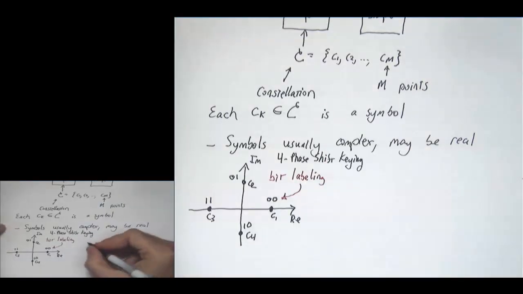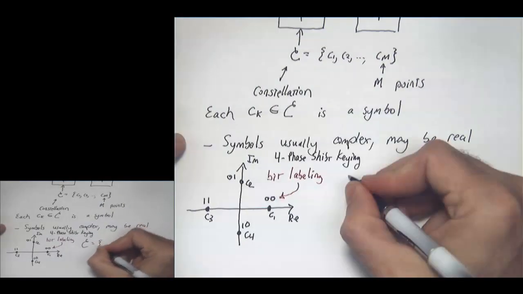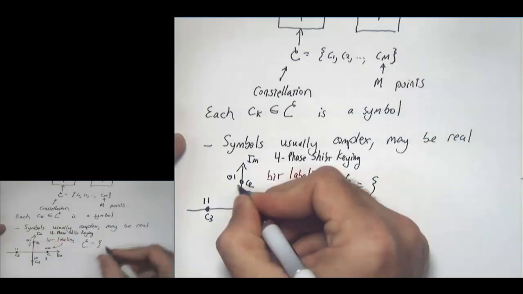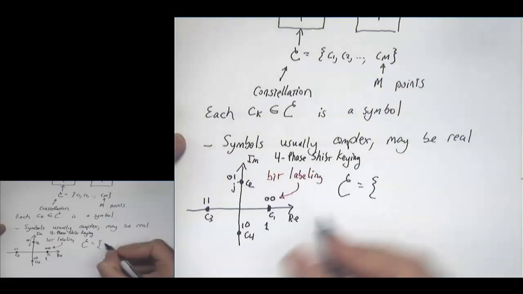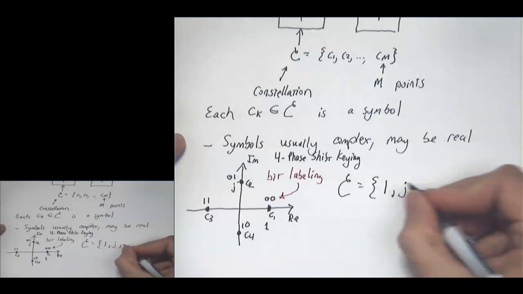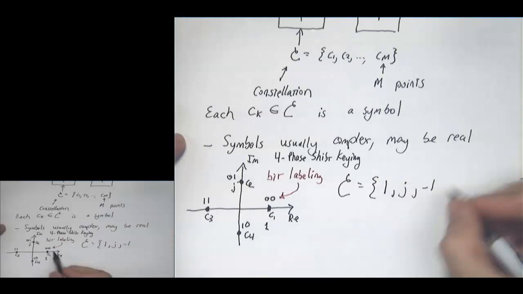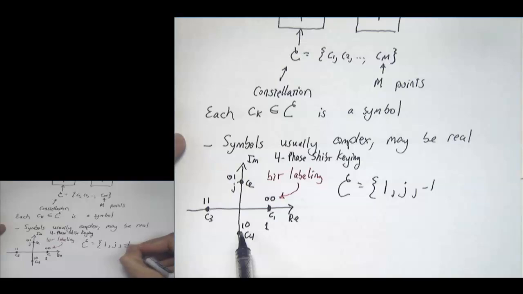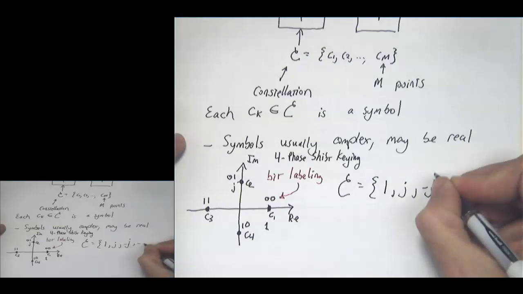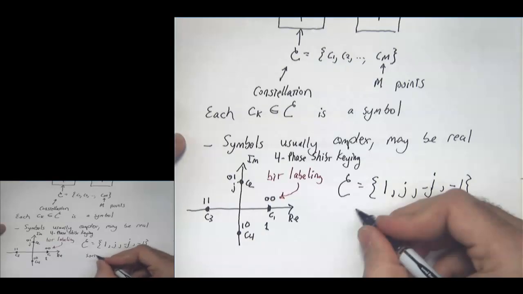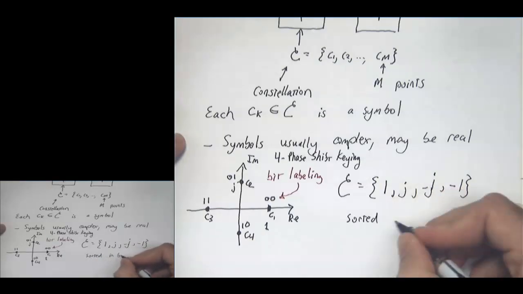Now, with the way that I've set this up, supposing that this is a 1 and this is a j, my constellation would be 1, j, minus 1, actually, let me think here. If I go in binary order, it's 0, 1, 2, 3. So it's going to be 1, j, minus 1, and then minus j, sorted in this binary order.